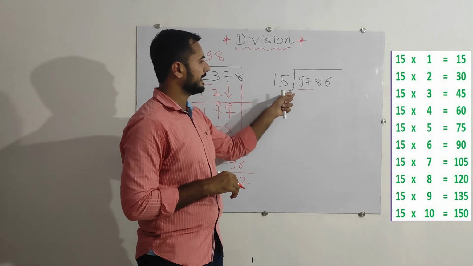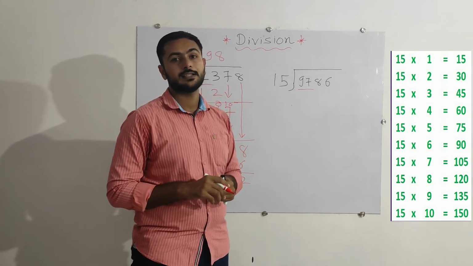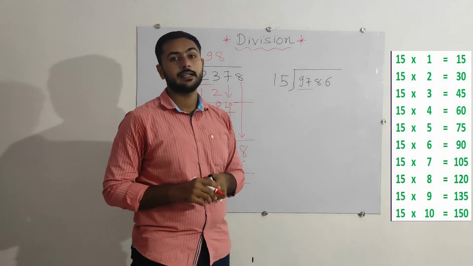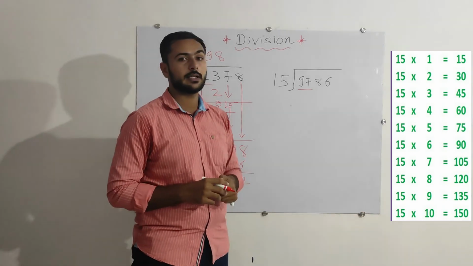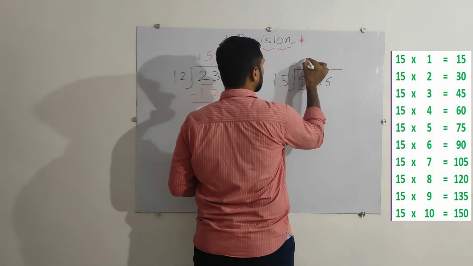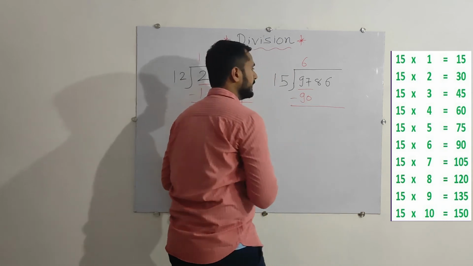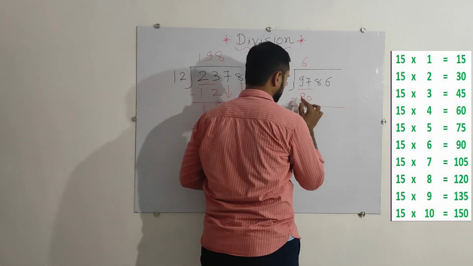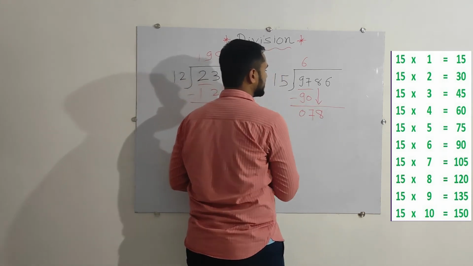In that we will identify 97 in the table of 15. Is it there? 15 6s are 90, and 15 7s are 105. We cannot find 97 over there. It means we will use the smaller one, 15 6s are 90. Just subtract this. So 7 minus 0 is 7. 9 minus 9 is 0. And just bring down the next number, which is 8.